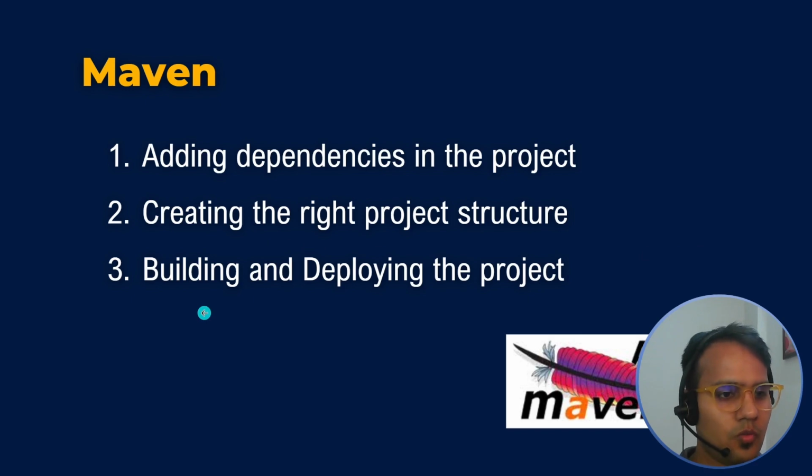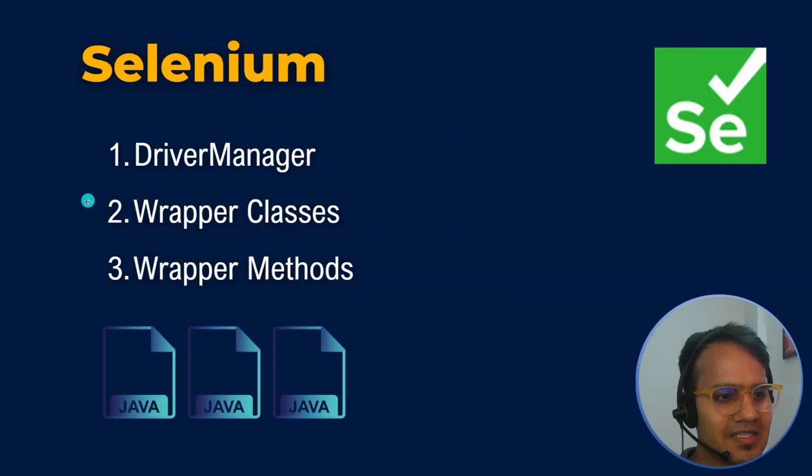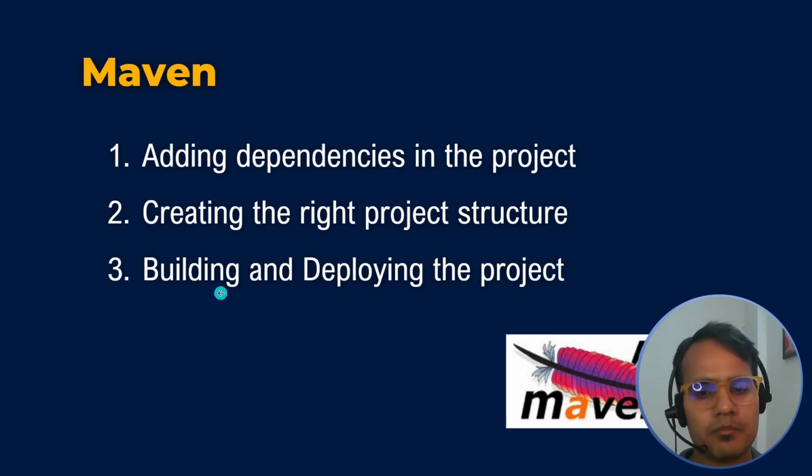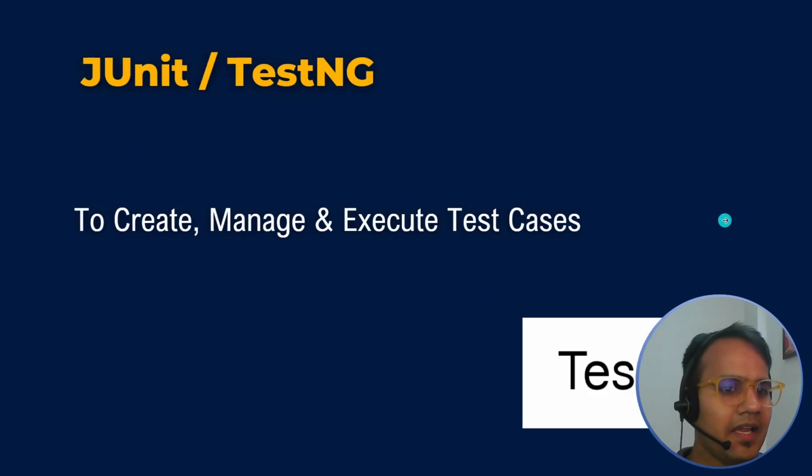Then Maven. So why is Maven going to be used? Maven helps us to add dependencies, like Selenium. See, Selenium is a third-party tool, right? Whatever methods, classes, packages or tools there are for Selenium, we are going to access using Maven. Be it Selenium or any test framework, we are going to use TestNG or something, using Maven. So Maven helps us to add dependencies in the project, create the right project structure, and build and deploy the project.